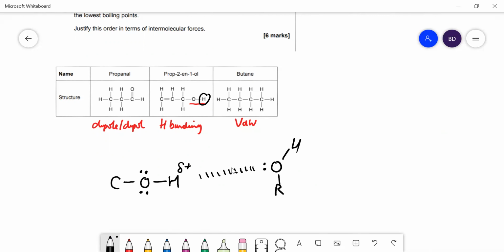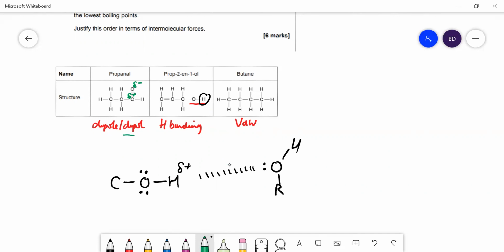Now, propanol can't form H bonds because it doesn't have a hydrogen attached directly to an oxygen, right? But it will have a delta positive, a partial positive charge on that carbon, because the oxygen is very electronegative. Okay, so that does have a permanent dipole, so you'll get interactions between the negative end of one molecule and the positive end of the other. So that's the next one.